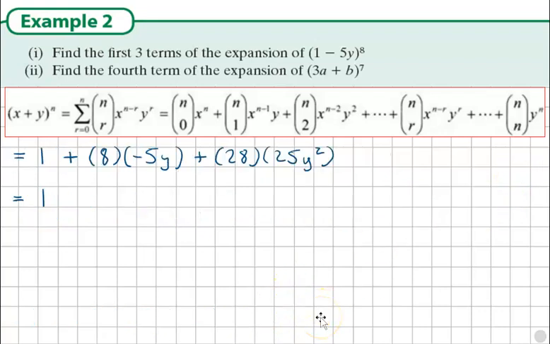So then we simplify again. So I've just wrote that down again, those 3 terms. So we bring down the 1, and then 8 times minus 5y is minus 40y. And then 28 times 25y squared is 700y squared.